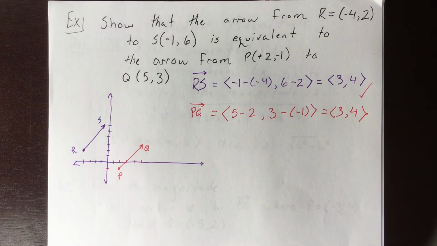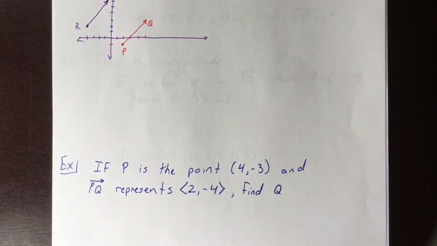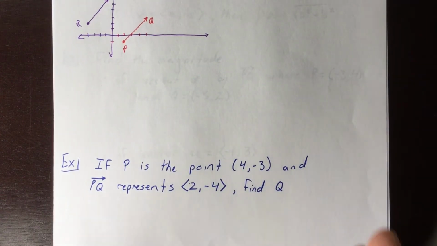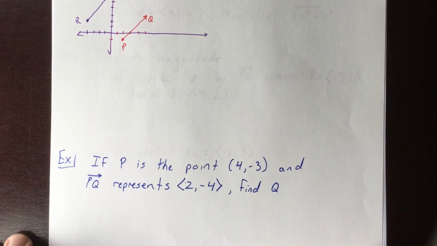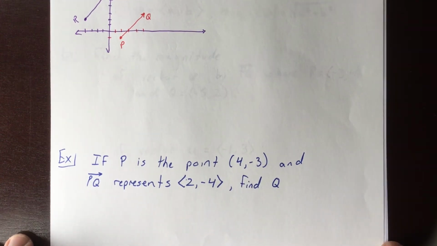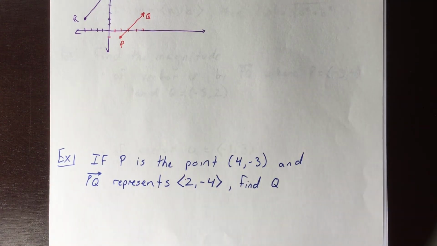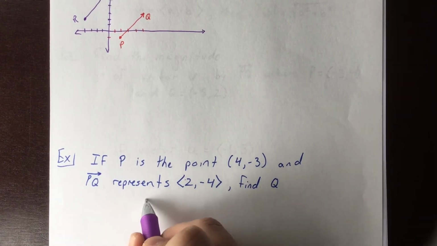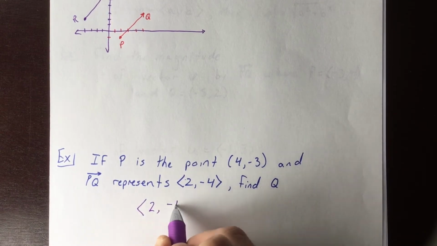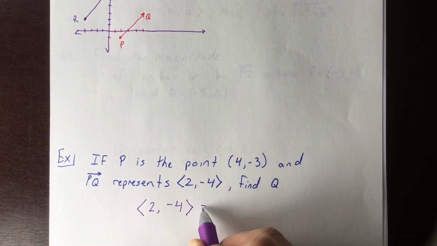So what if the questions change slightly? We've looked at how we can show that they're equivalent. What if I give you the vector and only one point of the directed arrow? If P is the point (2, negative 3) and P to Q represents this vector, find Q. So what I'm really saying here is (2, negative 4) is what we should get.